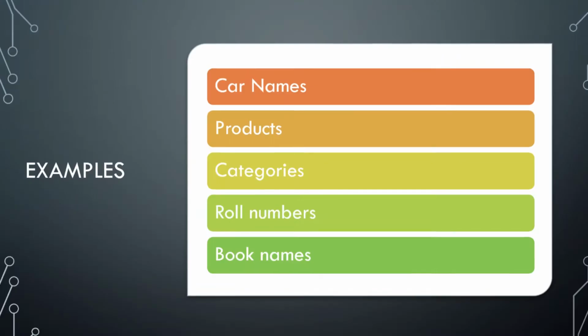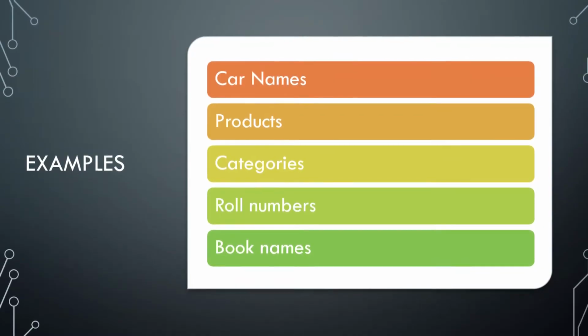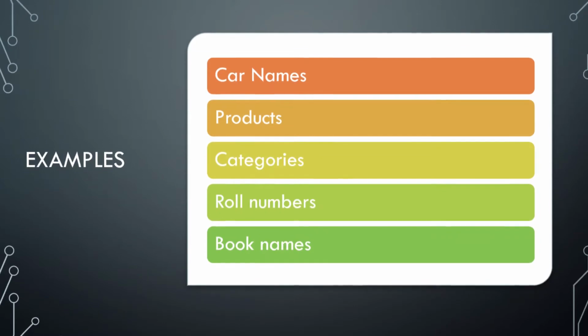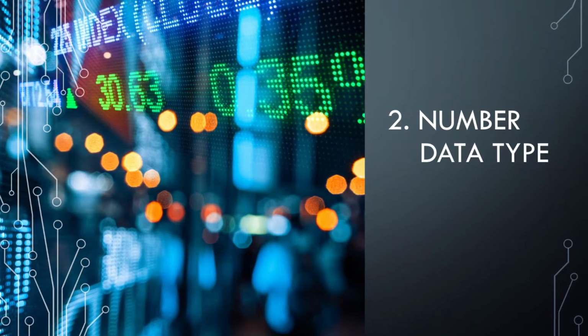Some examples of arrays are list of car names, collection of products, categories, list of student roll numbers, list of book names, etc.